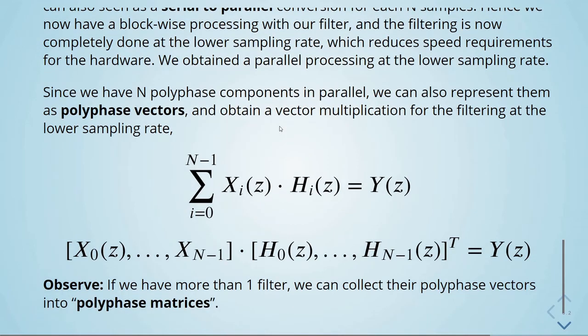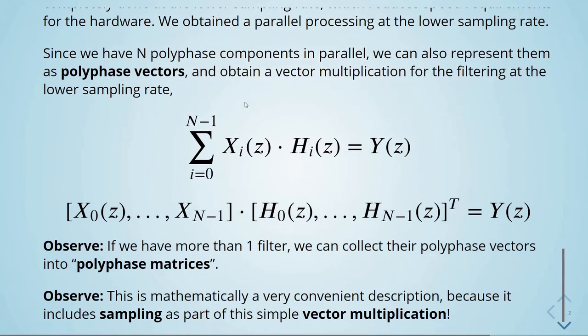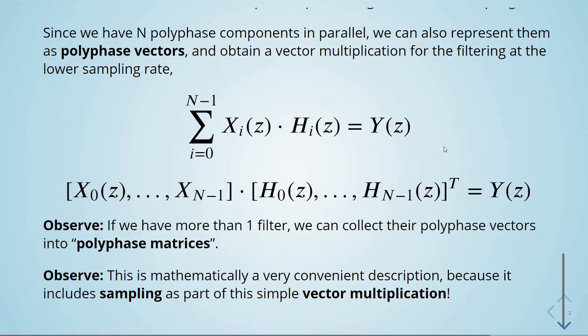Since we have n polyphase components in parallel, we can also represent them as polyphase vectors and obtain a vector multiplication for the filtering at the lower sampling rate. So what we have here is, if we have more than one filter, we can also collect the polyphase vectors into polyphase matrices. Observe that this is a very convenient description because it includes sampling as part of this simple vector multiplication.